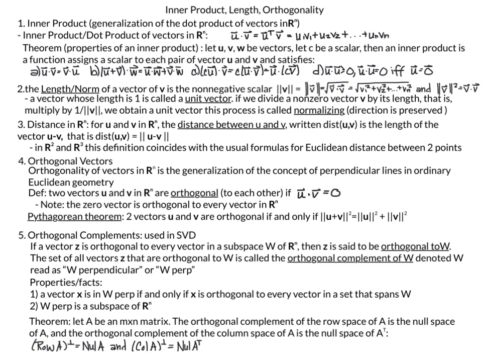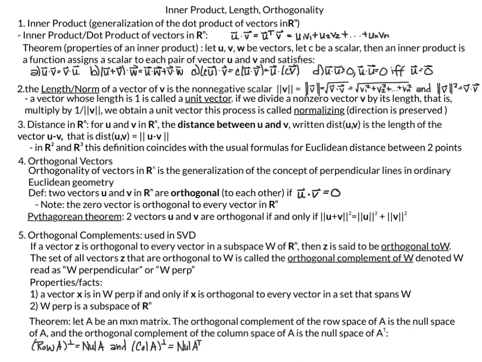Once we define the inner product, we can define the length of a vector, and that's the non-negative scalar denoted with these absolute value signs, the square root of v dot v. We said that a vector whose length is 1 is called a unit vector, and if we divide a non-zero vector v by its length, then we obtain a unit vector, and this process is called normalizing or normalization. We also define the distance between u and v, written dist(u,v), as the length of the vector u minus v.